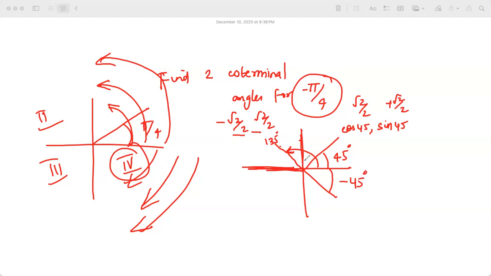Then in the third quadrant, what will it be? Tell me first the degrees. It will be 180 plus 45, correct? 225 degrees will be there. But then what is cos 225, sin 225?